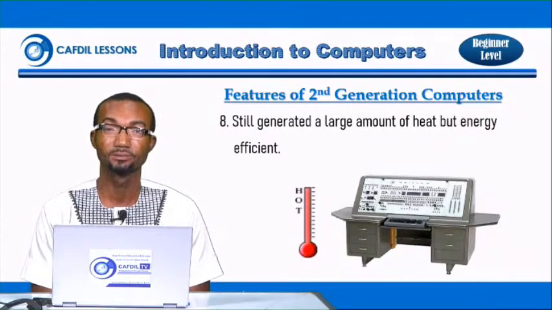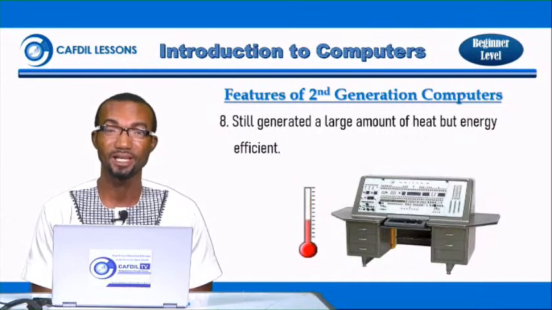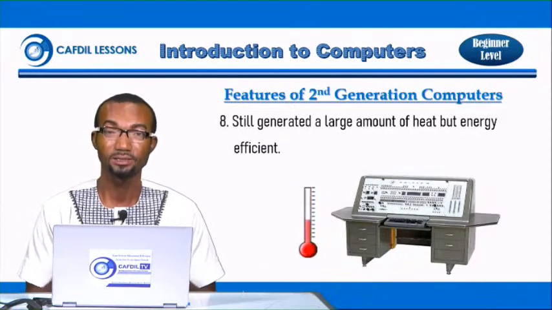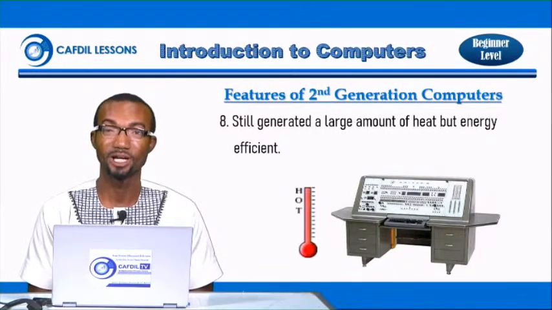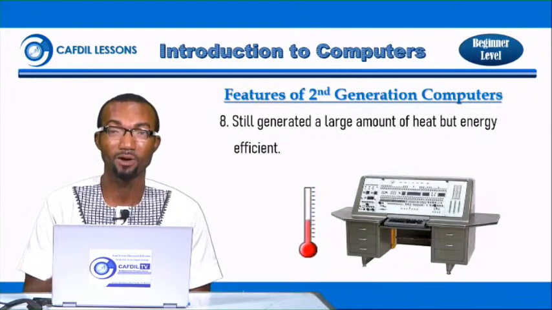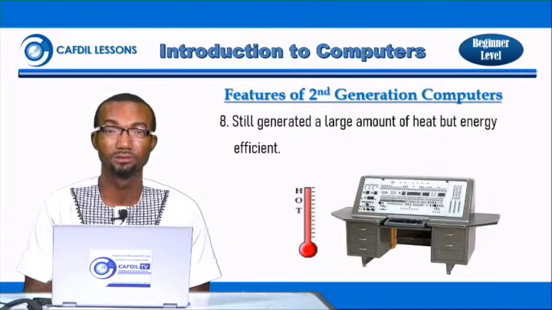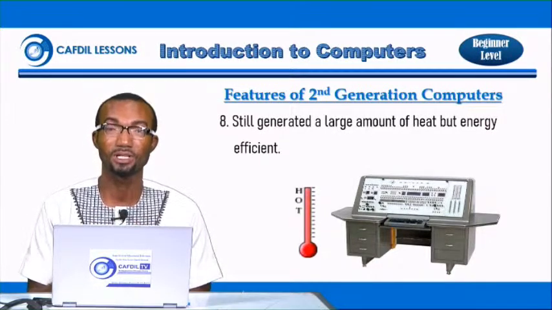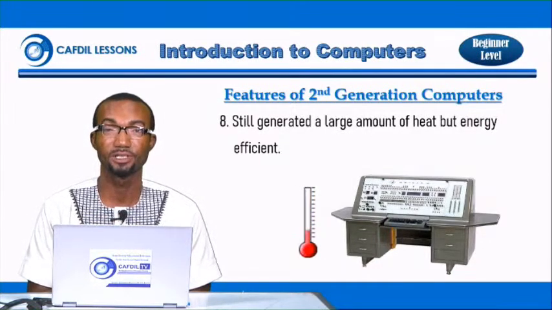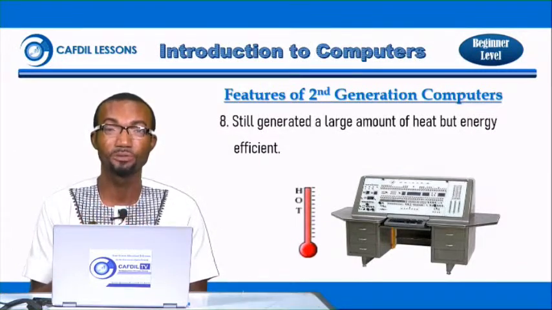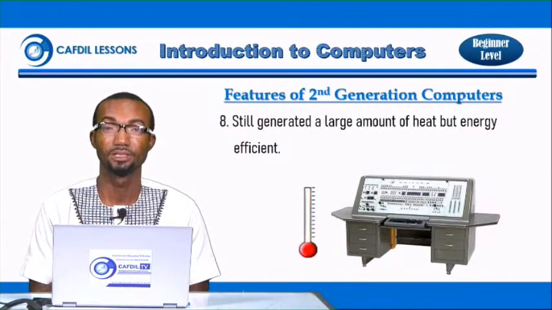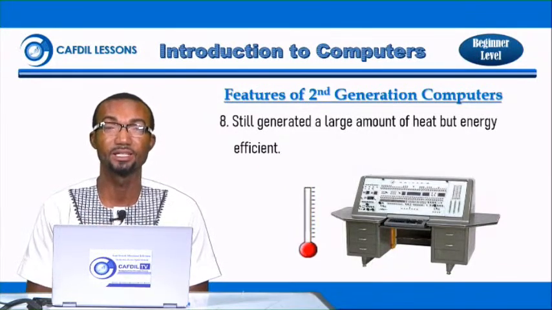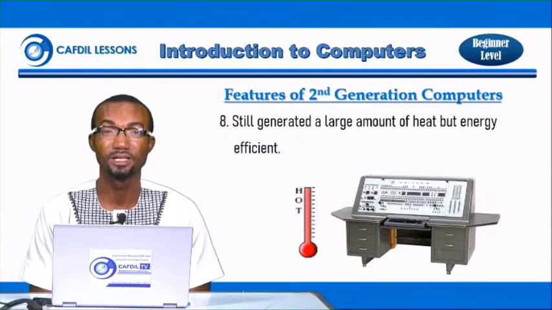Still generated a large amount of heat, but energy efficient. So that means that they still generated heat, but they consumed less power or less electricity. We saw that the first generation generated large amounts of heat as well as consuming large amount of electricity. But though the amount of heat generated did not change, that machine consumed less energy. That machine was energy efficient.